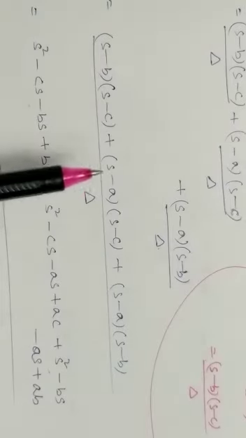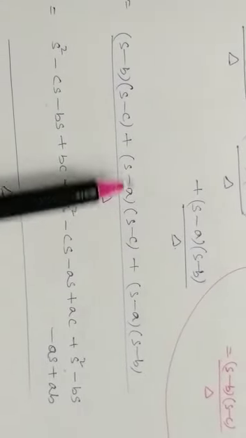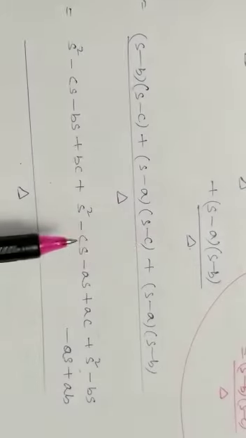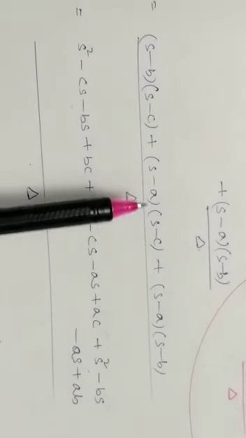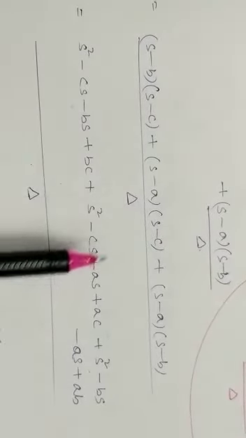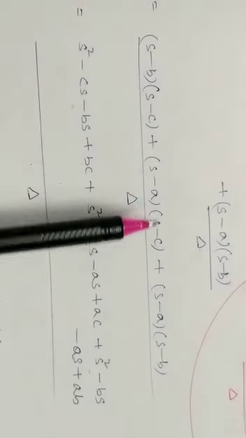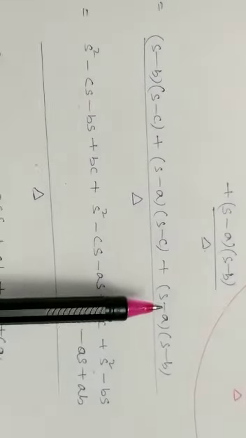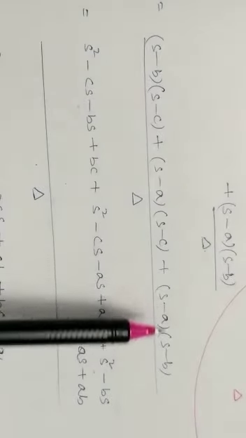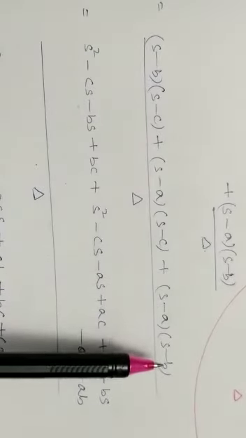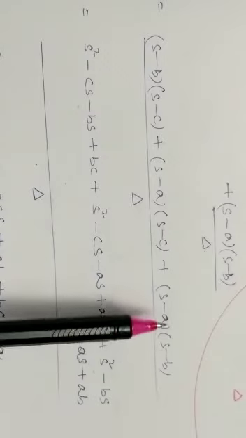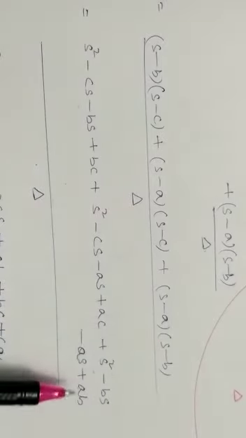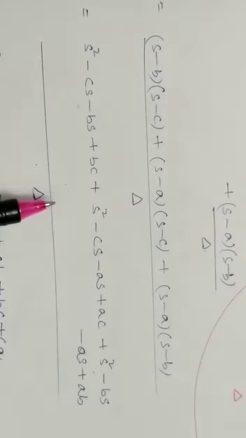In the similar fashion, multiply these two. S into s, s square. S into minus c, minus cs. Minus a into s, minus as. Minus into minus, plus a into c, ac. Now the third one: s square, minus bs, minus as, minus into minus, plus a into b, ab. The denominator is delta.